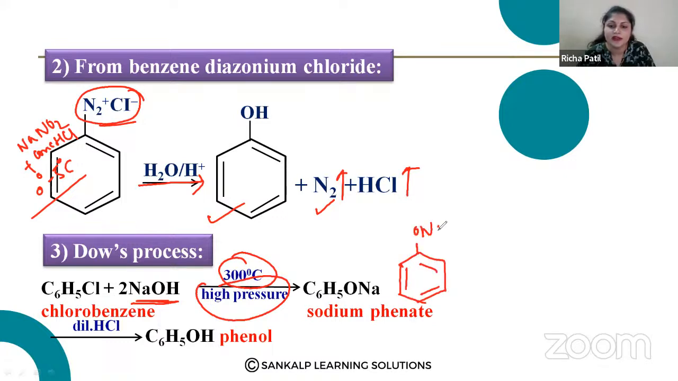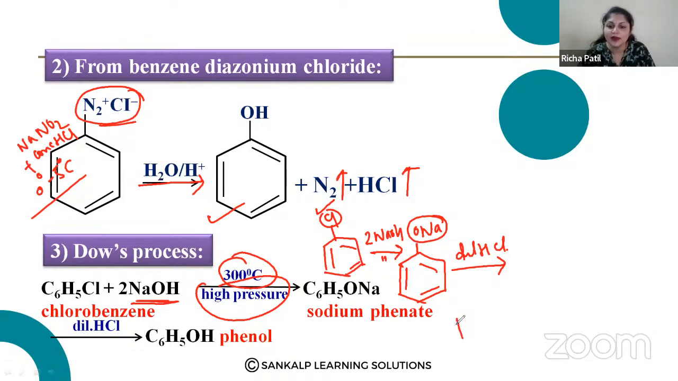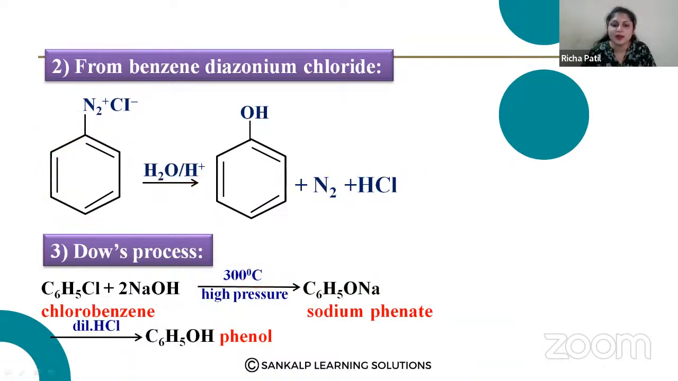So the first reactant is chlorobenzene, with Cl. When it reacts with NaOH, your chloro group is replaced by ONa. So these are the reaction conditions. This sodium phenate is unstable. It is an intermediate. On further treatment with dilute HCl, what will it form? It will form phenol. Okay, so this is another method of preparation of phenol. So this is Dow's process. Okay, important reactions: Dow's process, benzene diazonium chloride.